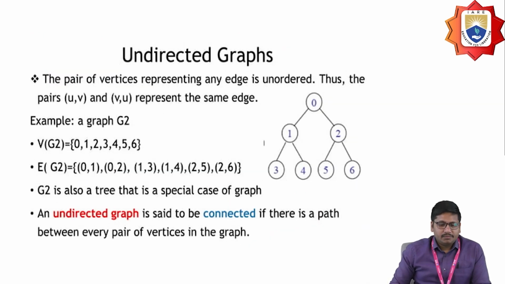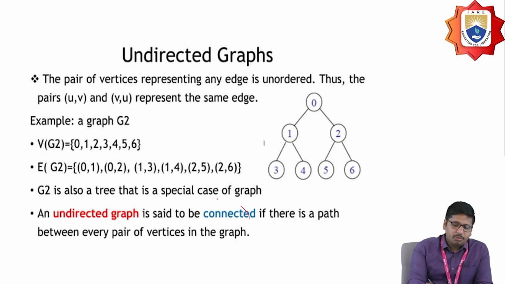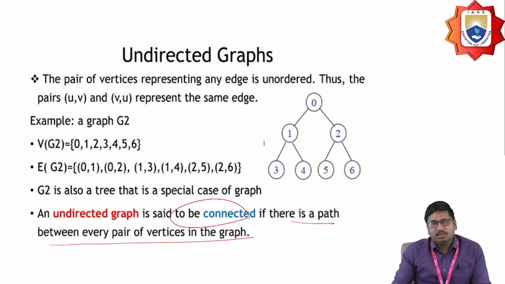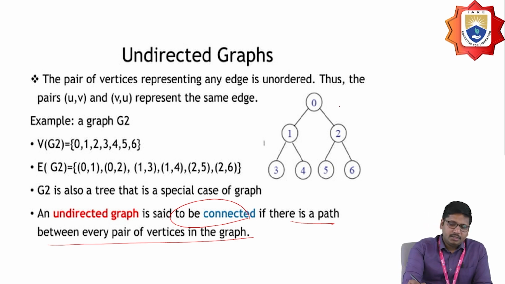So an undirected graph is nothing but a pair of vertices represented by an edge. Every tree is also a graph, but every graph may not be a tree. An undirected graph is said to be connected if there is a path between every pair of vertices in the graph. So a graph is said to be connected if there exists a path between every pair of vertices in the graph.